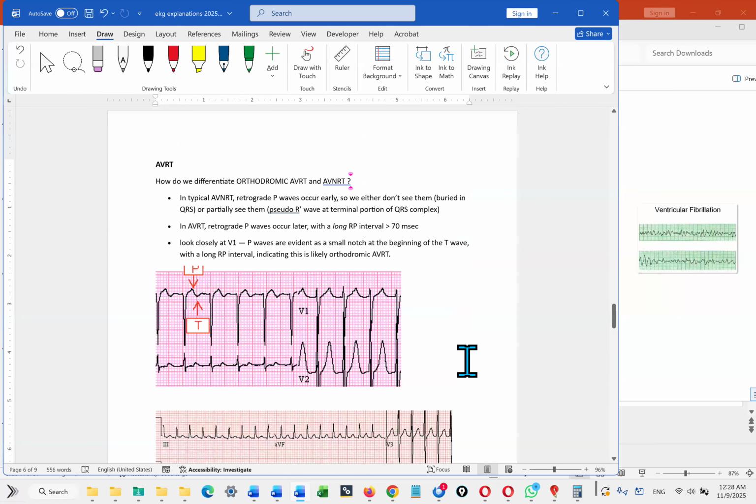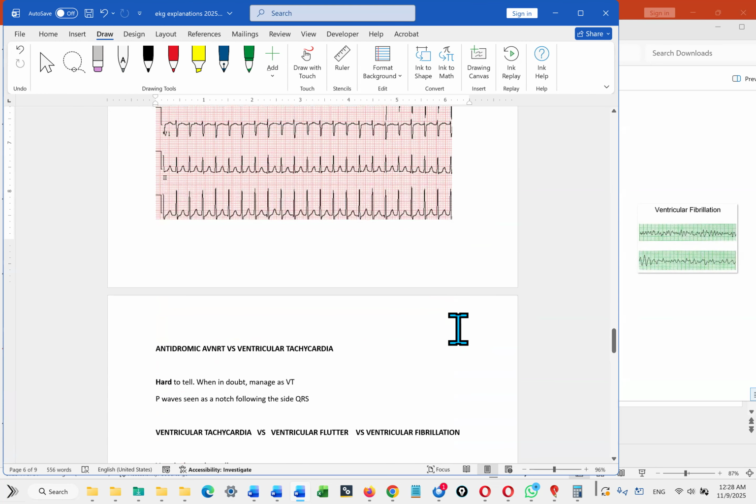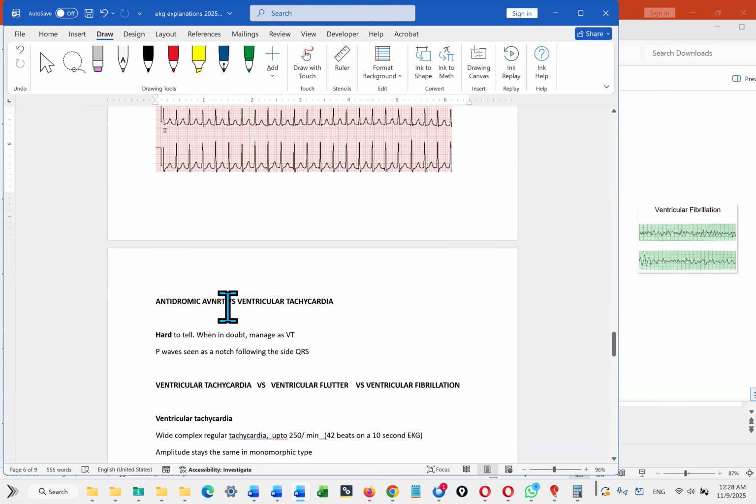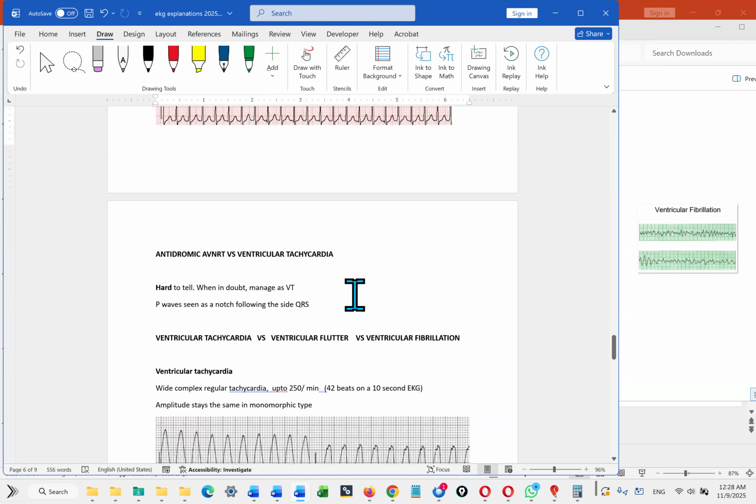is the difference between orthodromic AVRT and antidromic AVRT. Antidromic AVRT is wide complex. So, antidromic AVRT versus ventricular tachycardia: it's hard to tell, and when in doubt, you manage it as ventricular tachycardia because it's way more dangerous. But you can actually see in antidromic AVRT there'll be a little notch in the QRS.